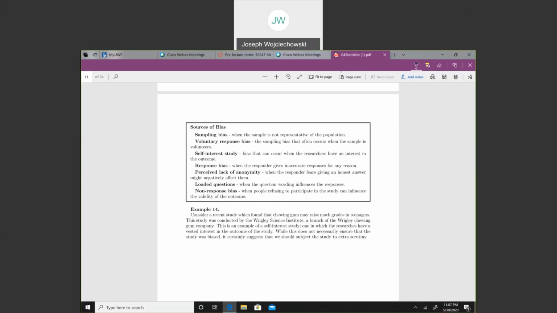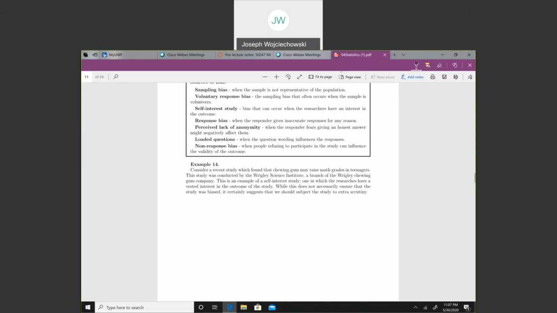Lack of anonymity. This is when the responder fears giving an honest answer might negatively affect them. If I tell you the truth, you might think poorly of me. Loaded question. This is when the question wording influences the responses. And non-response bias. When people refusing to participate in a study can influence the validity of the outcomes.